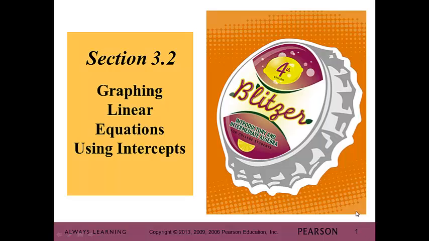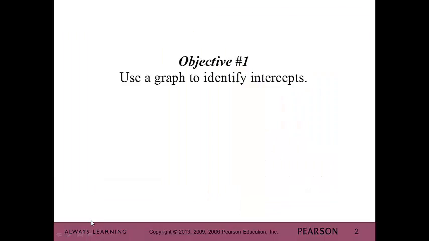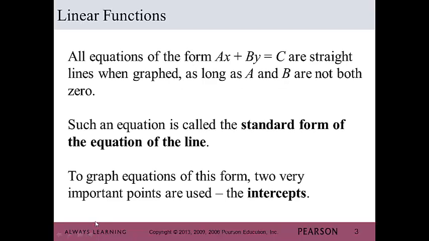Now we're in chapter 3.2 and we're going to be graphing linear equations using the intercepts. Our first objective is to use a graph to identify the intercepts. So the following equation, ax plus by equals c, is a standard form of a line.